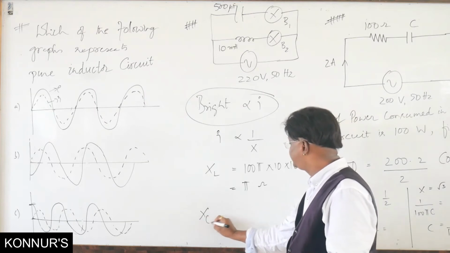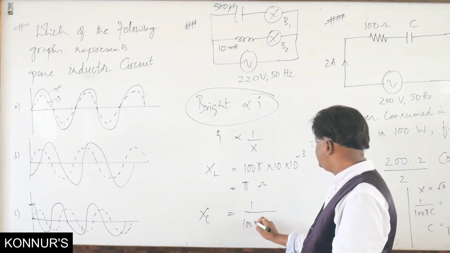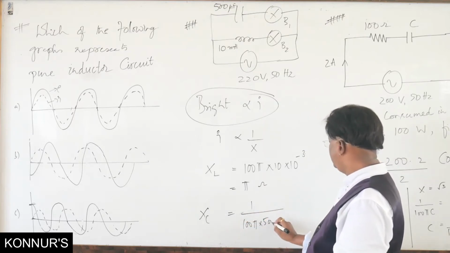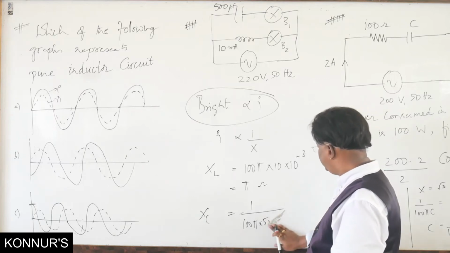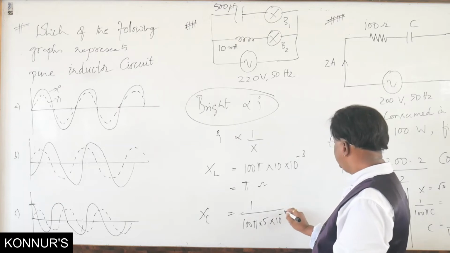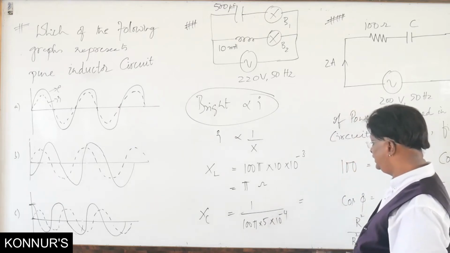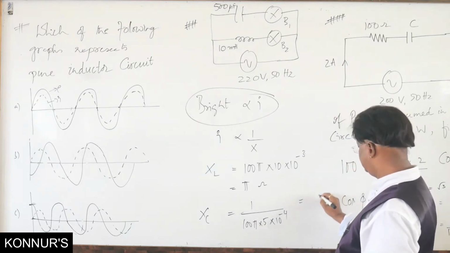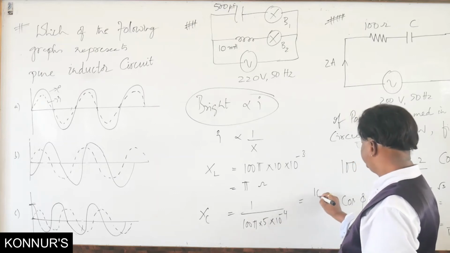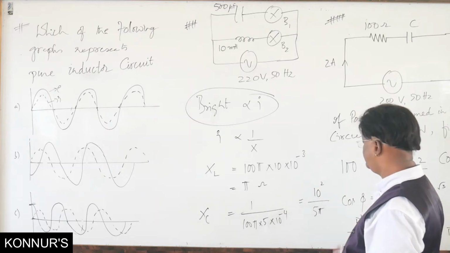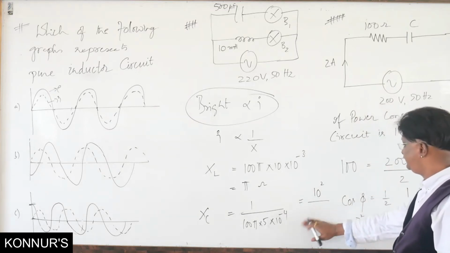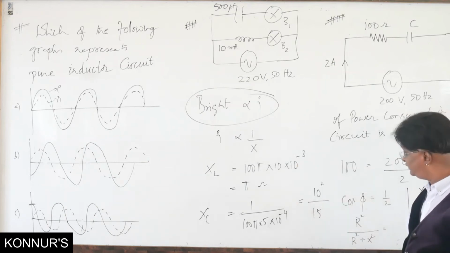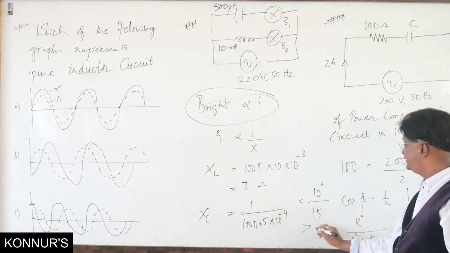And now, what is the value of XC? This is 1 upon omega C, omega is 100 pi, and the C value is given to be 500 micro. This is 100 pi into 500 into 10 raised to minus 6, so that is 5 into 10 raised to minus 4. So this will give you 10 raised to minus 2, therefore this is 10 squared by 5 pi. 5 pi value is nearly 15, so this is nearly 100 by 15. You are taking comparisons, not exact numbers. 100 by 15 is greater than pi.